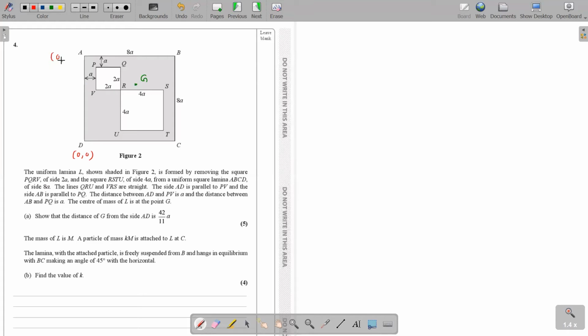So here A will be 0, 8A because the whole length is 8A. This will be 8A, 0. Because the length is 8A, so XY coordinate, this will be 8A, 8A. So I'm going to draw a small table here with object, mass, and the center of mass. The first object I'll be considering is the large square ABCD.